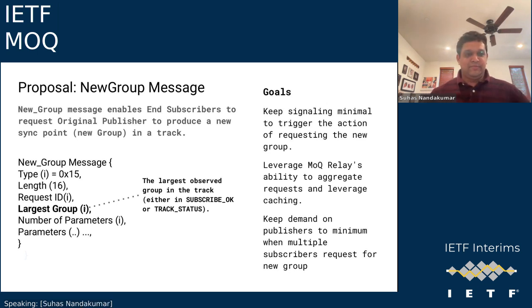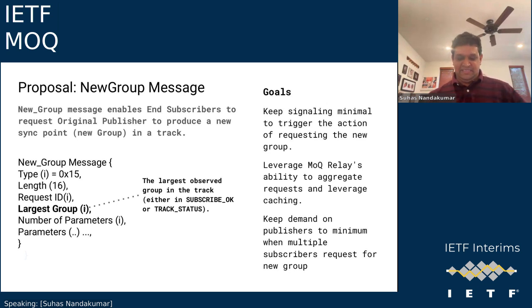So here is the proposal. I'll give the message format here, and I'll also go through a few examples, and we can discuss if that makes sense or not. This proposal is to introduce a new message called the new group message. The only important thing about this message is this field called largest group. The largest group is populated by the end subscriber, by taking whatever it finds out from either the track status or from the latest subscribe OK.